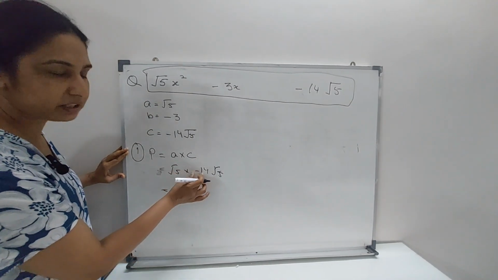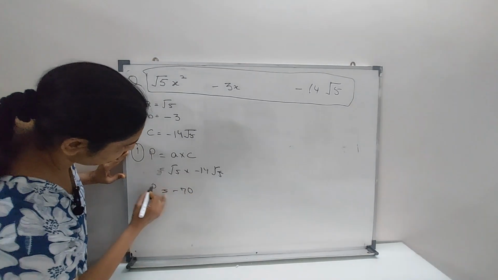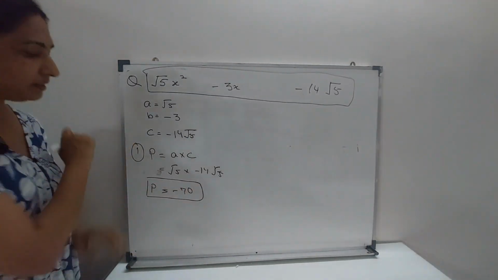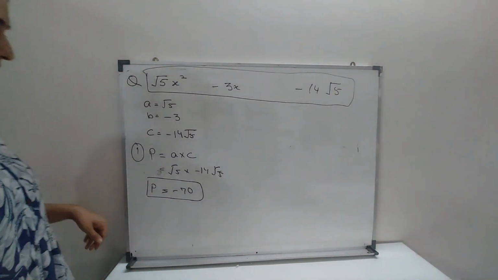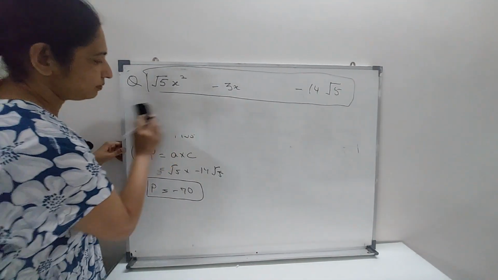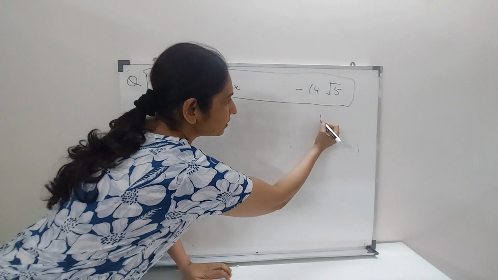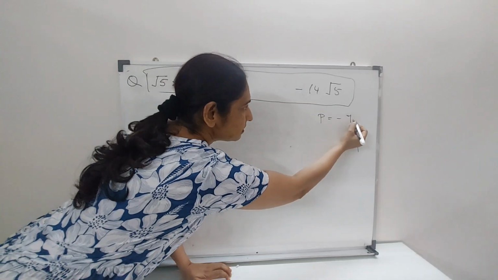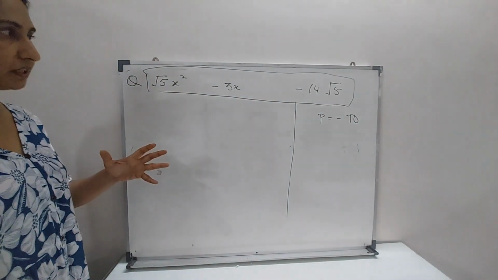5 into 14 is equal to minus 70. So the first step is done. We get the product AC as minus 70. Now we don't need all this. I'll keep it here. Product is minus 70 and we need to factorize. Remember what I told you?